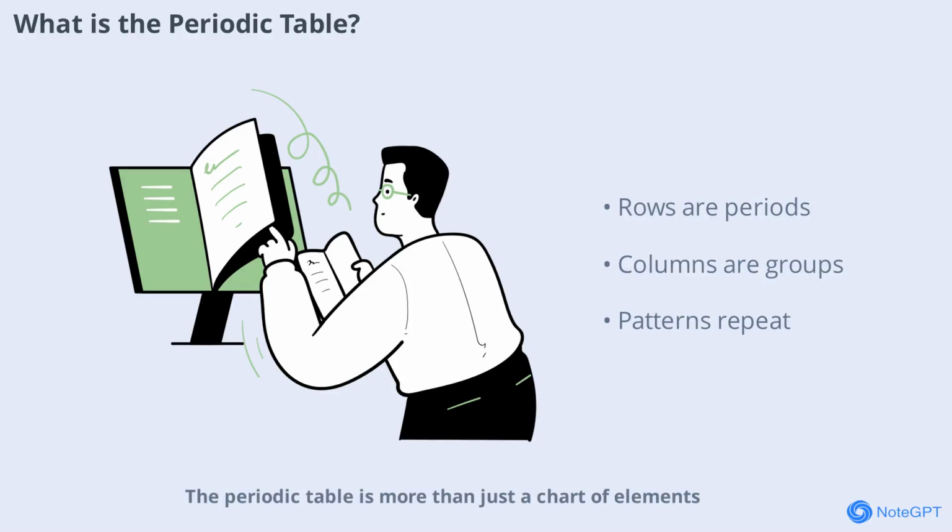The periodic table is more than just a chart of elements. It's a powerful tool that organizes all known chemical elements based on their atomic number, electron configuration, and recurring chemical properties. Each row is called a period, and each column is a group or family. The arrangement reveals patterns or trends that repeat across the table. These trends are not random, they're rooted in the structure of atoms and the way electrons are arranged. Understanding the periodic table's structure is the first step to unlocking the secrets of atomic behavior.